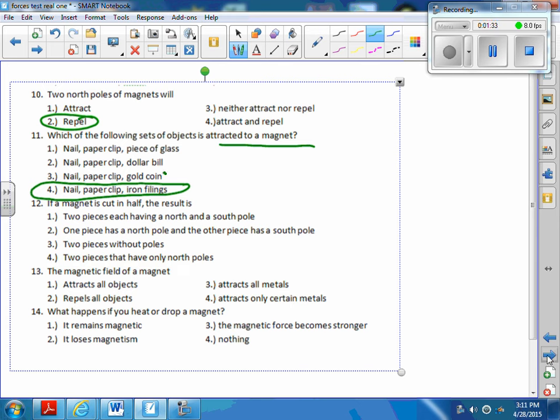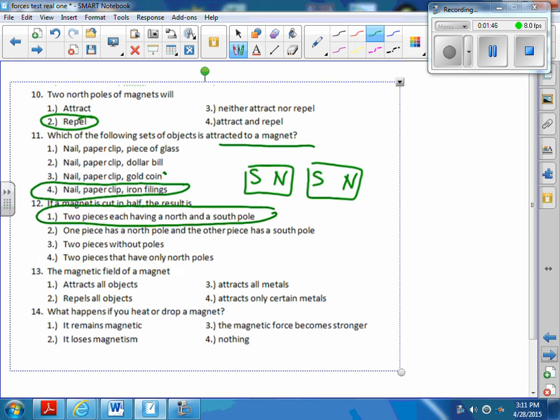Gold is not magnetic. When you cut a magnet in half, remember the lab that we did? When you cut the magnet in half, it results in 2 magnets now. Each of them has its own north and south pole. The magnetic field of a magnet doesn't attract everything. It only attracts some metals, and those metals are iron, nickel, and cobalt. The rest of the metals are not magnetic.